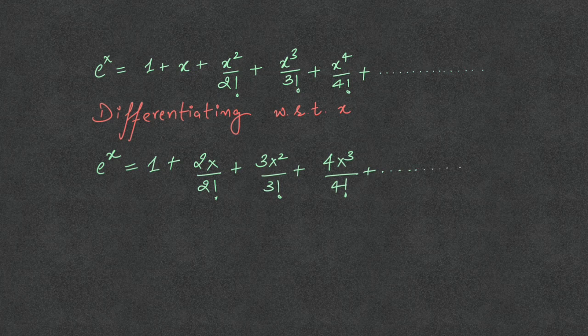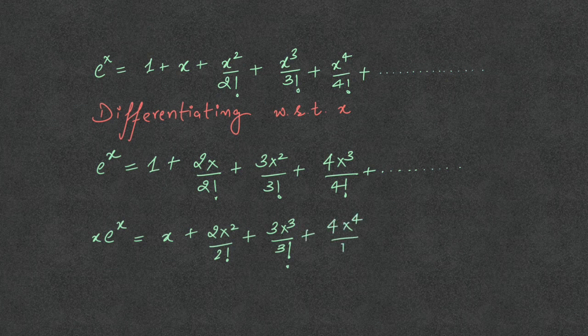In the next step, multiplying both sides by x, we get x into e to the power x is equal to x plus 2x square upon 2 factorial plus 3x cube upon 3 factorial plus 4x power 4 upon 4 factorial plus so on.